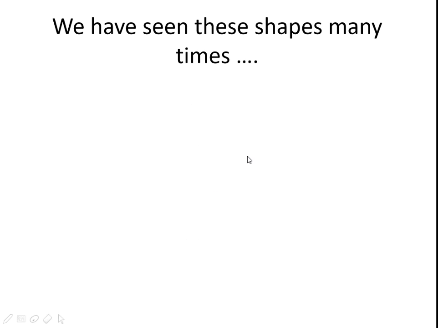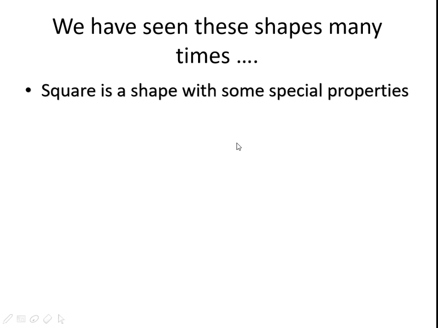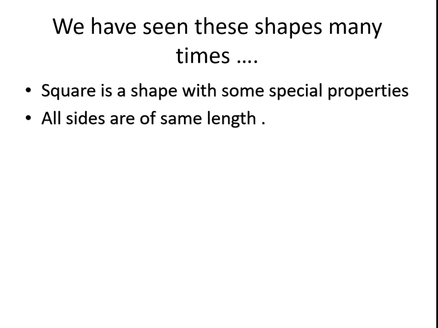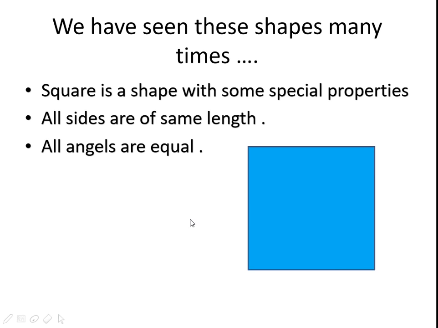So we have seen these shapes many times. Square is a shape with some special properties. All sides are of the same length. All angles are equal. You have learned angles. This is 90 degrees, 90 degrees, again 90 degrees and again 90 degrees. All the sides are the same.